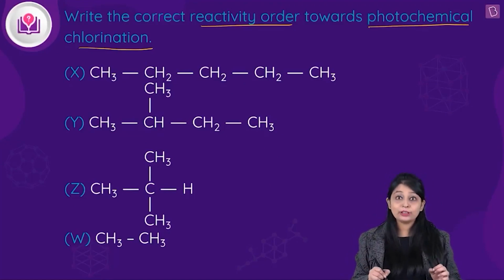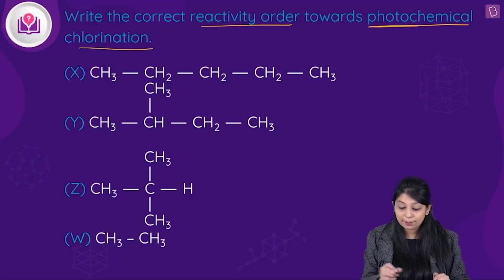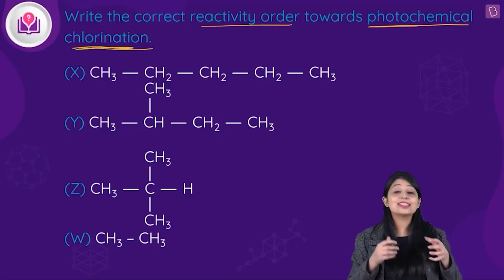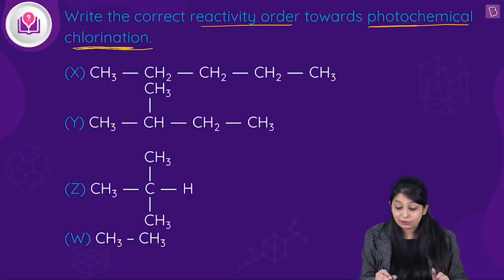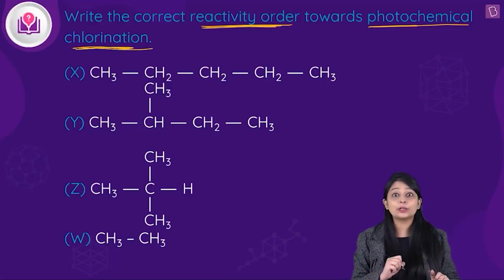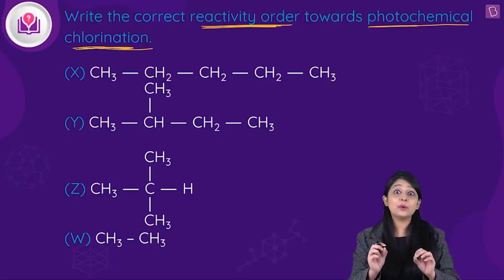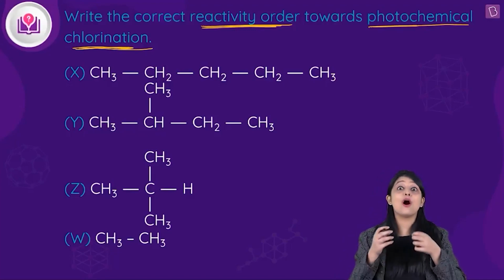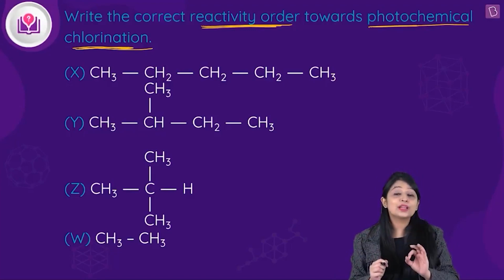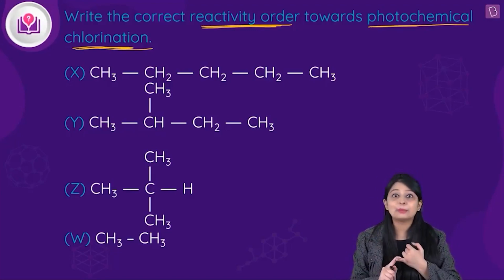We have 4 alkanes given to us, and this is what? Photochemical chlorination. So this is a halogenation reaction of alkanes, right? And we have to find out the reactivity order. Well, the first thing that you need to know is that the halogenation reaction of alkanes follows which mechanism? It follows the free radical mechanism.